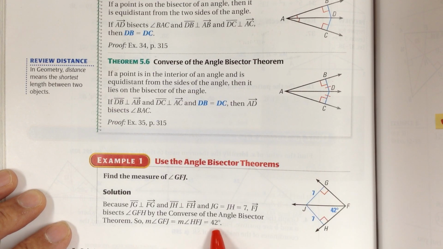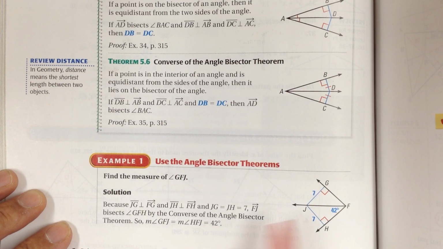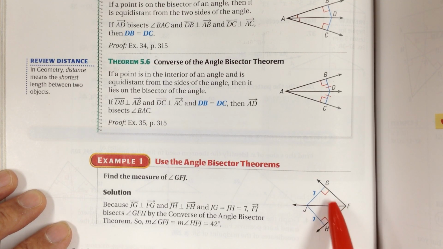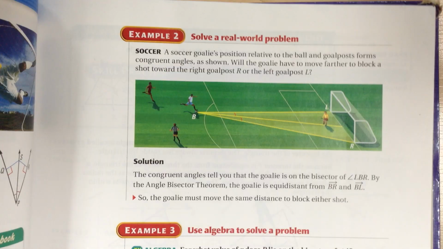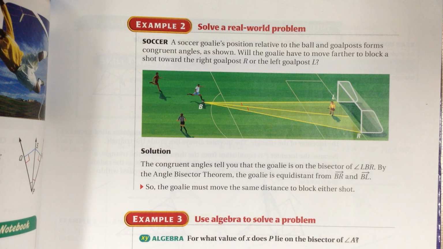Okay, so again, the answer is 42. And again, notice that the two triangles would be congruent. Okay, now let's go to page 311.